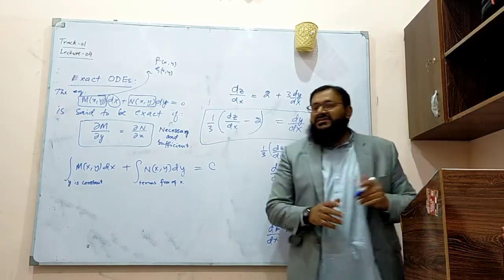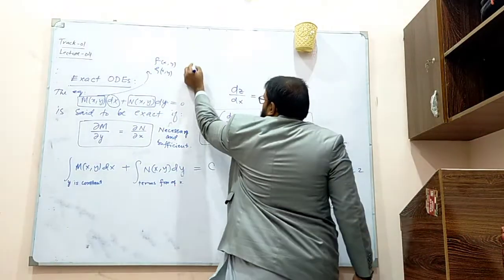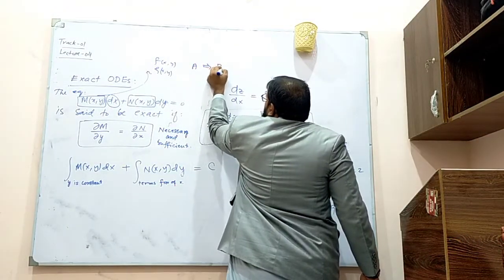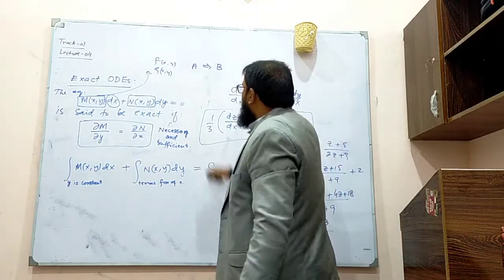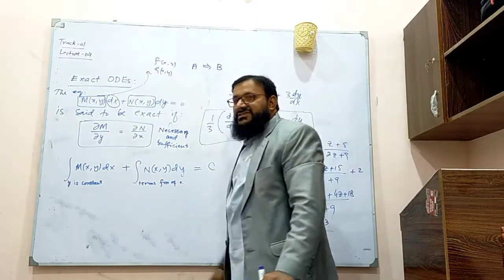Necessary and sufficient, you can think of as a double implication. A implies B, we have done this thing. A implies B, which is necessary, which is sufficient.